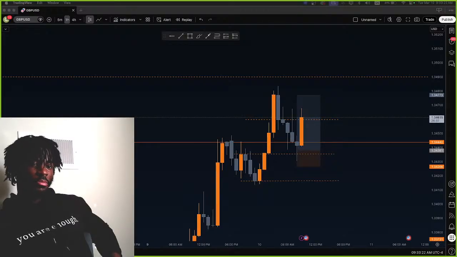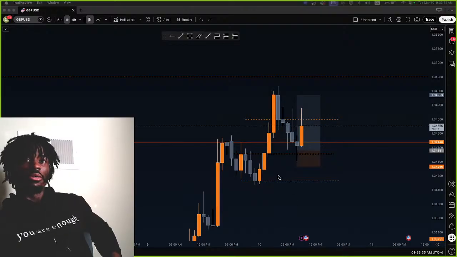But let me break this down. I want to break down this GU trade. Let me actually send this link in the chat as well too, just so everybody can have it and join. Let me paste this here. And then I'm gonna break down this GU trade.